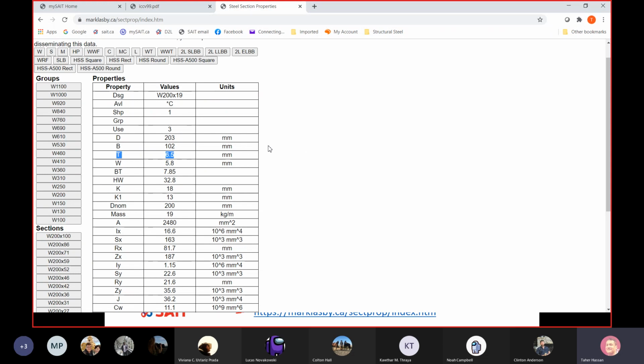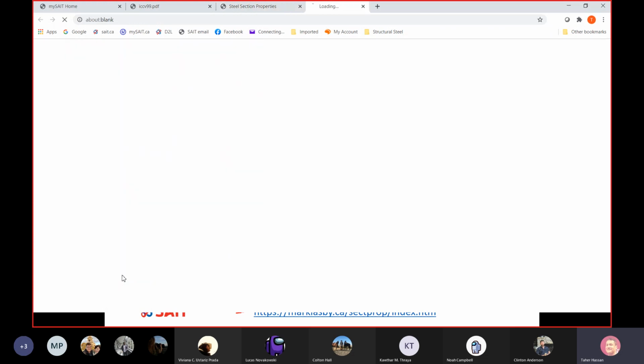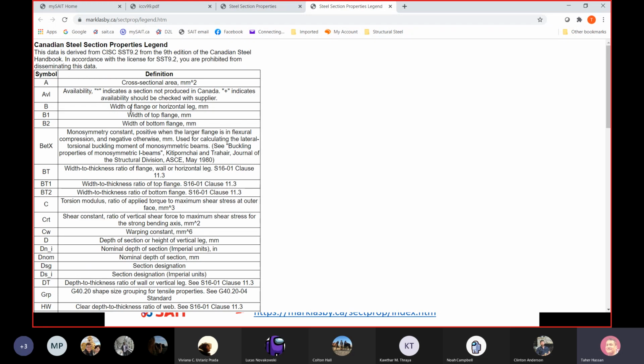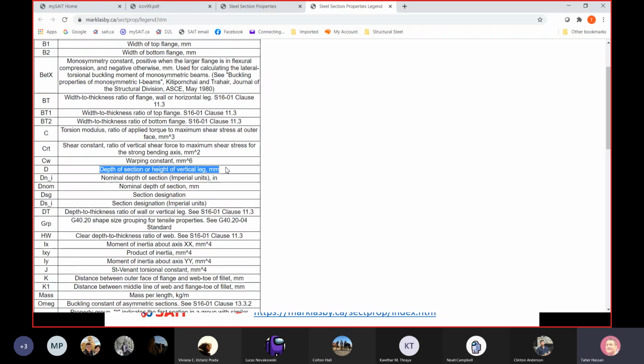If you are curious, all you have to do is go down and you can see here there is a link called View Symbols Legend. When you go to View Symbols Legend, it tells you, for example, what B is, which is the width of the flange. What is D? Somewhere here, D, and it's alphabetic. So D is the depth of the section or the height of the vertical leg.